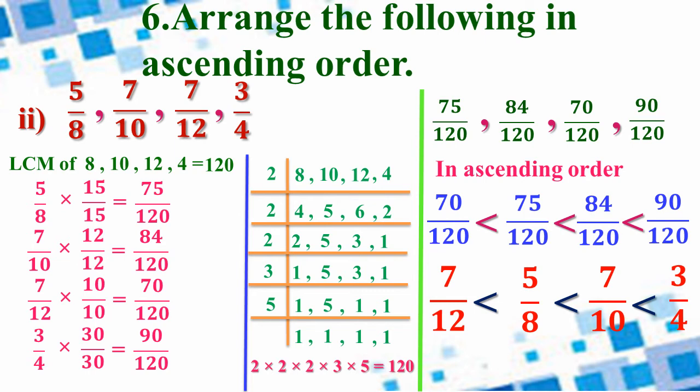Let us write the equivalent fractions. So here 70 divided by 120 equivalent fraction is 7 divided by 12. Next, 75 divided by 120 equivalent fraction is 5 by 8. Next, 7 by 10. The last one is 3 by 4. So in ascending order: 7 by 12, 5 by 8, 7 by 10 and 3 by 4.